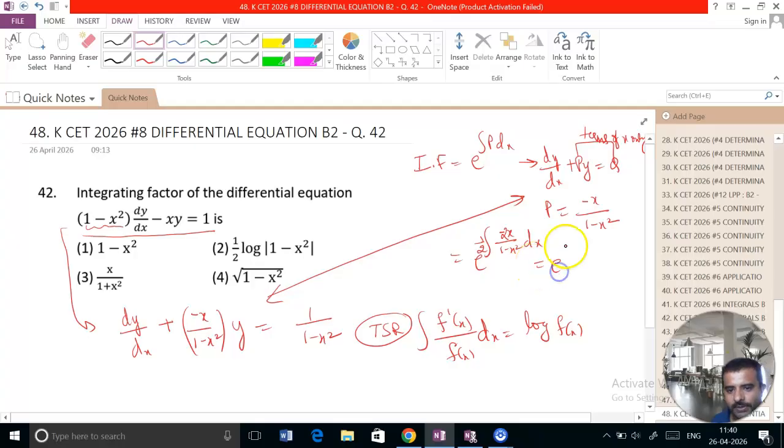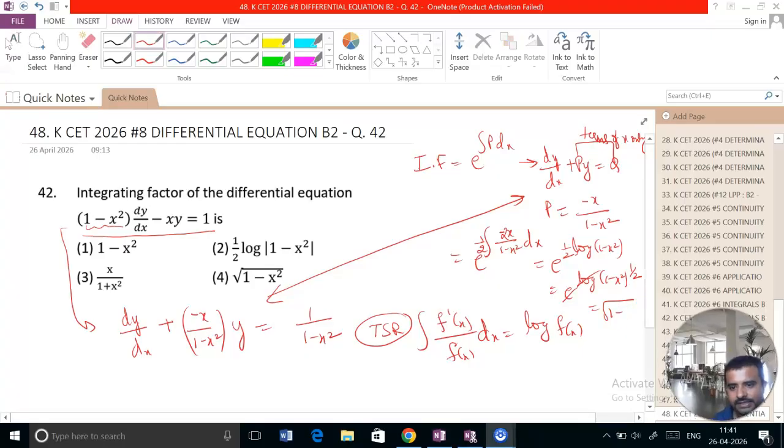So it will become what? e to the power of 1 by 2 log of 1 minus x square, according to the time saving result. Again, I already mentioned about m log n. It becomes log m to the power of n. Here we can cancel e with log. So what are we left with? That is square root of 1 minus x square. So option 4 is the right answer for this.